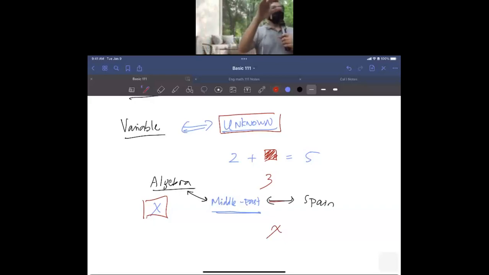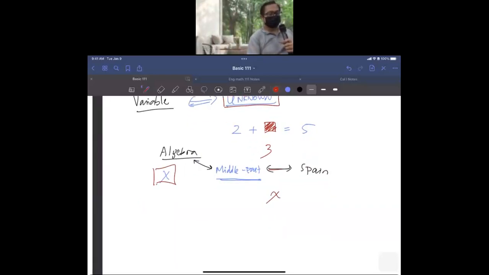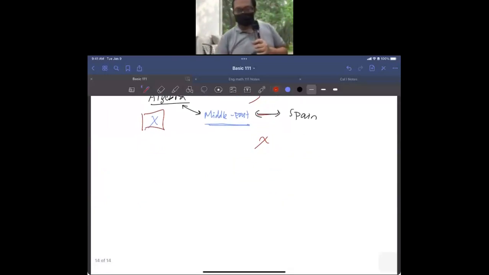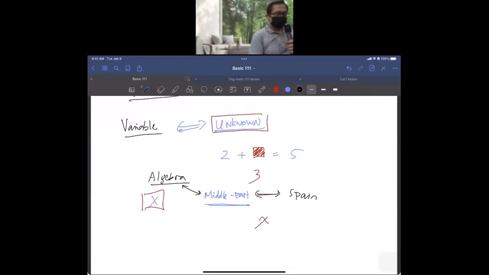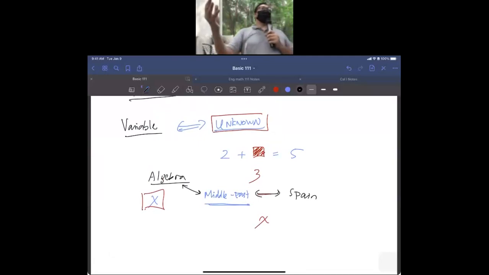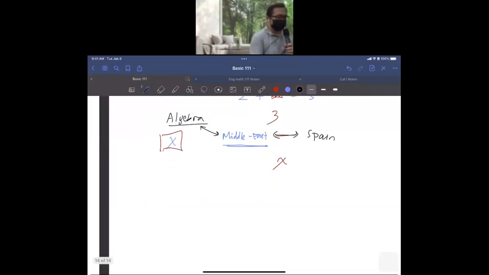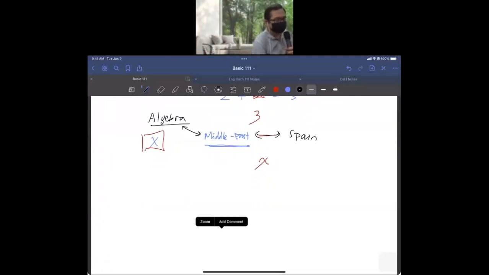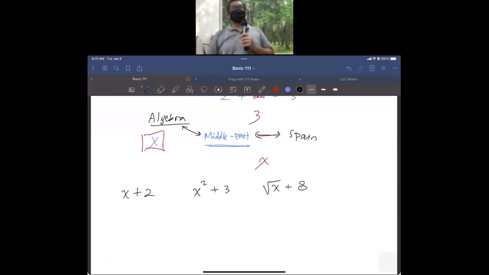So why from elementary school and junior high do we always have this x? It's from this historical perspective. Anyhow, from this variable, we can make some expressions, like maybe the easiest one, linear expressions like x plus 2, or maybe getting some square here and plus 3, or maybe square root x plus 8, and so on. We call this an algebraic expression.